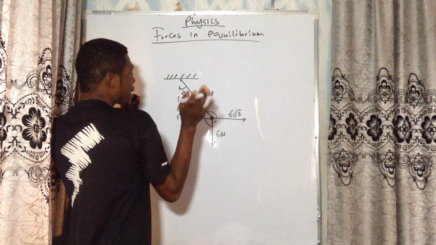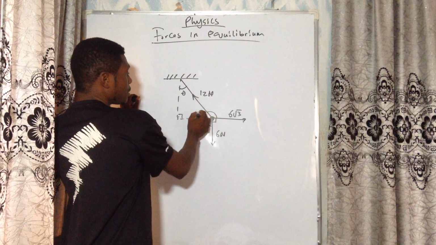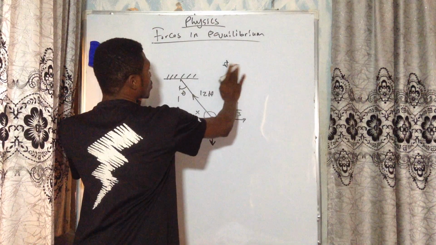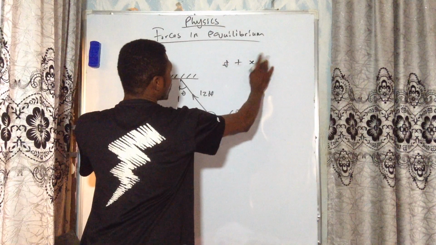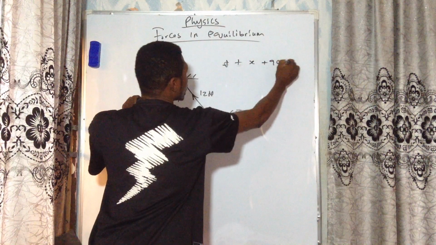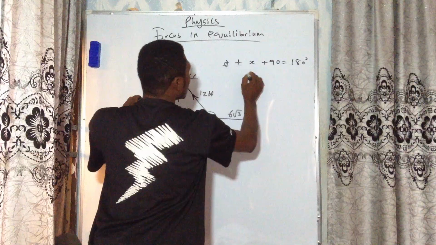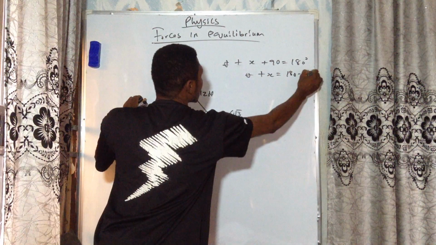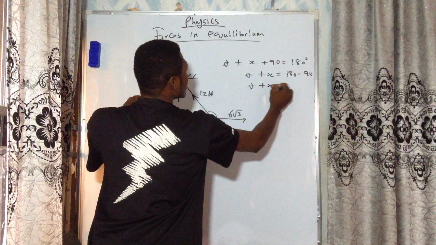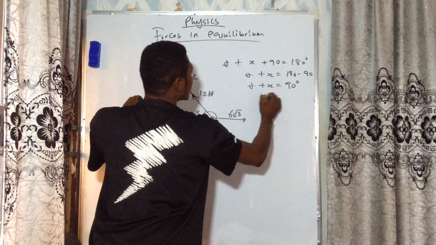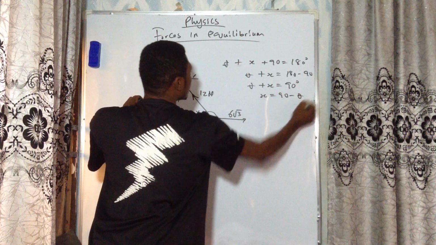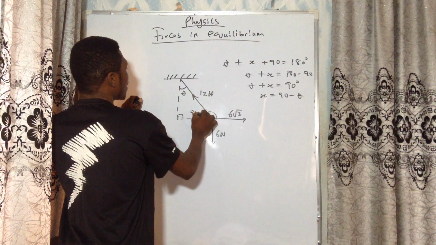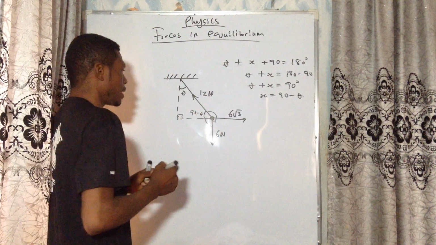Now, remember that after calculating everything, if I have my x here, I can say theta plus x plus 90 is equal to 180. So theta plus x is equal to 180 minus 90. Theta plus x is equal to 90 degrees. X is equal to 90 minus theta. So here is 90 minus theta. That's what will be here.